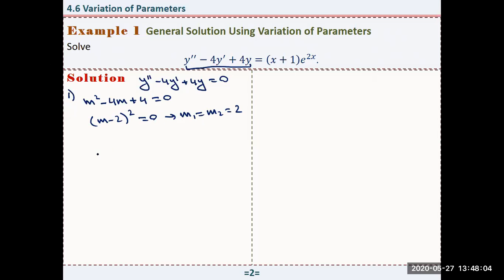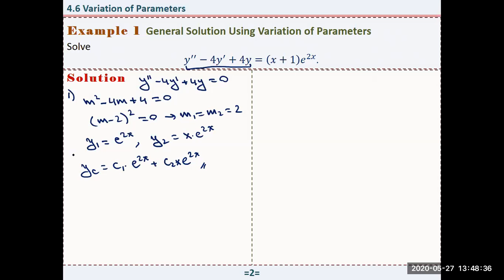Repeated roots, right? So then y sub 1 will be e to the power 2x, right? y sub 2 will be x times e to the power 2x. So we can get the complementary solution of this differential equation. This will be c sub 1 times e to the power 2x plus c sub 2 times x times e to the power 2x. Okay?